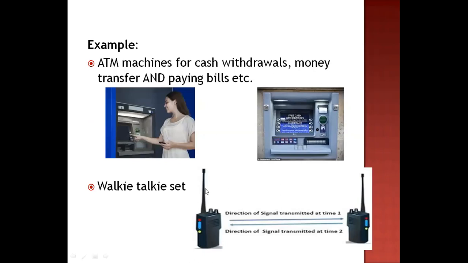Another example of half duplex mode is the walkie-talkie. You have seen a policeman holding a walkie-talkie set. In a walkie-talkie set, only one person can talk at a time. When one person holding the walkie-talkie finishes his communication, he says over. Then the other person can start talking on his set. So this is bidirectional, but not at the same time. Both sender and receiver can send and receive the data, but not simultaneously.